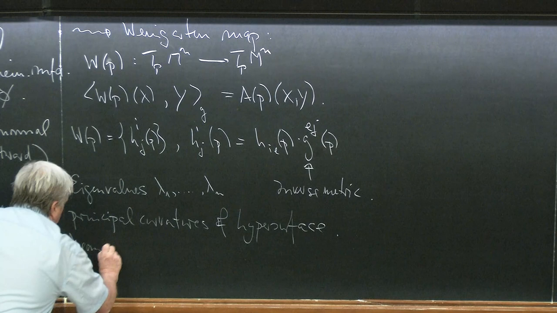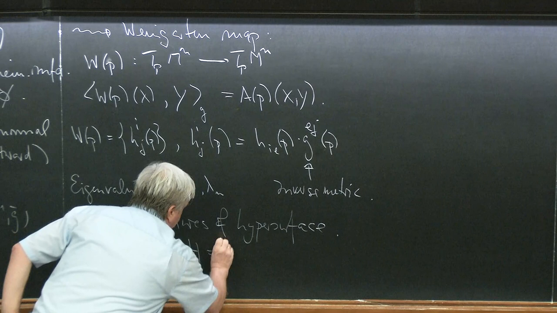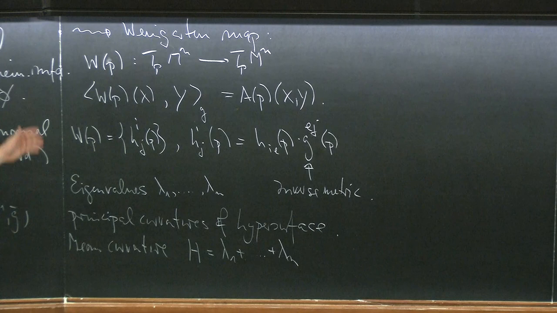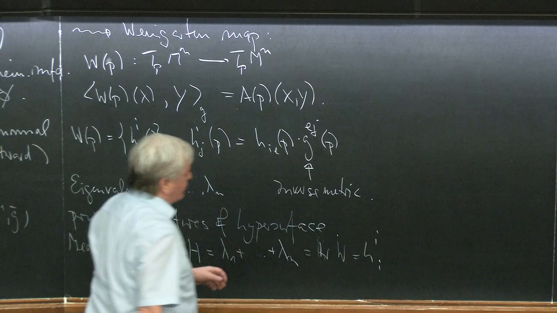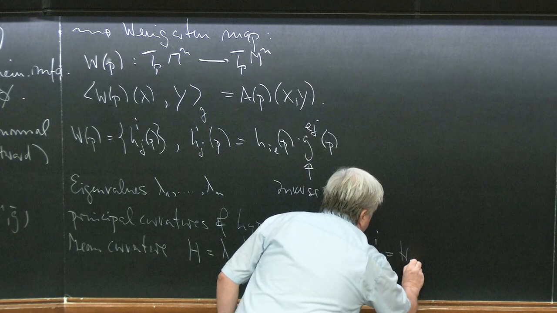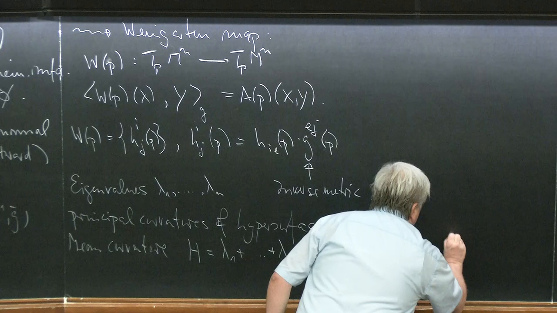So the mean curvature H is just the sum of these principal curvatures, which in our setting we can now also write as the trace of W, which is H, II, sum over I, my notation, or it is the trace with respect to G of the second fundamental form. In other words, we can also take the inverse of the metric G^{ij} and sum over i and j times h_{ij}. Okay?